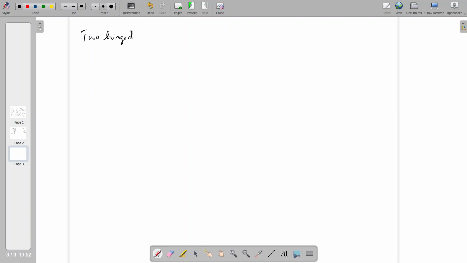Two hinged arch problem. Already we knew that there are only supports, there is no crown point. So H will counteract the temperature stress as well as the basic horizontal thrust. So H is H0 plus H1.